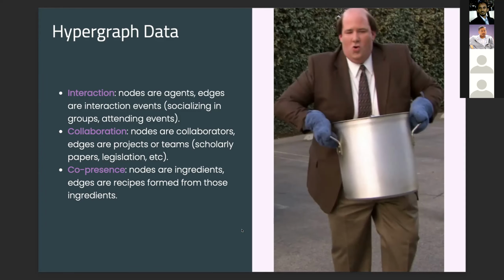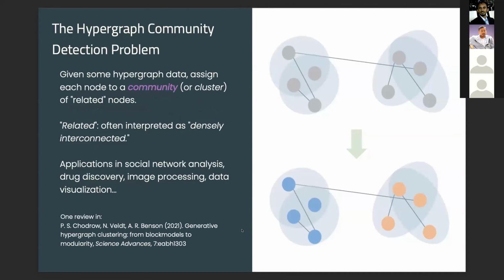All right, so hypergraph data, as we can see, is quite natural. And so let's talk a little bit about the hypergraph community detection problem, which is really the focus of what our approaches are for in today's talk. Given some hypergraph data, the goal of the hypergraph community detection problem is to assign each node to a community or cluster of related nodes. In the stereotypical interpretation of community detection, related often means densely interconnected. We want to understand what subsets of nodes are densely interconnected when compared to the connections between clusters. Those should be relatively sparse.